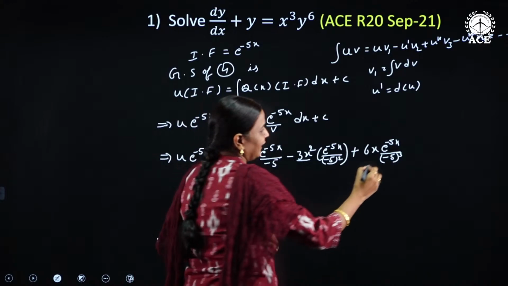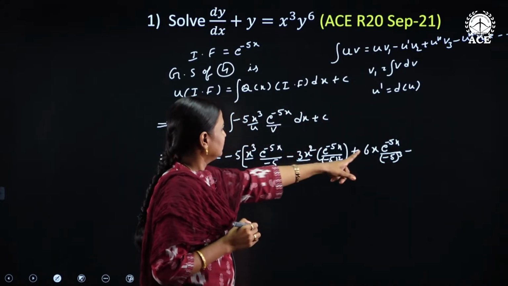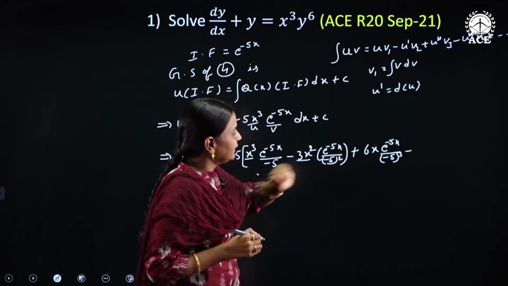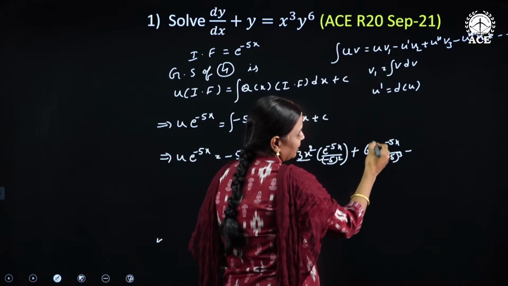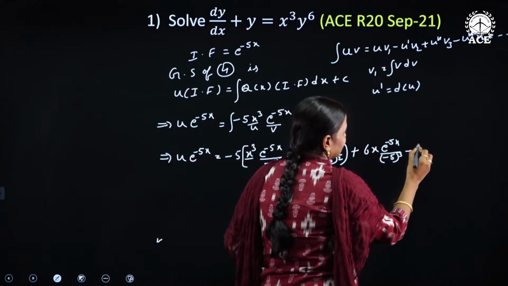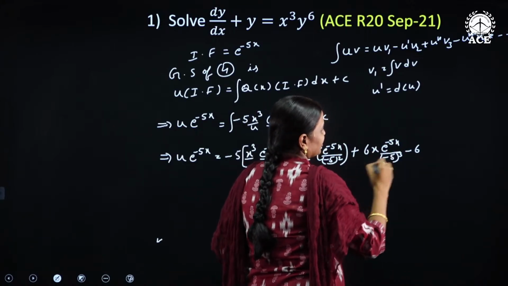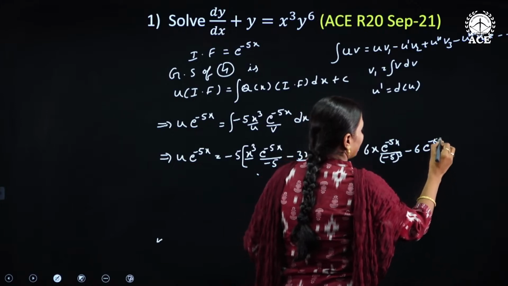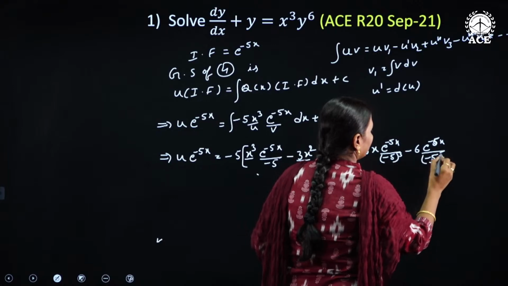Next, minus the fourth derivative, sorry, u triple dash, the third derivative of u. Differentiation of 6x is nothing but 6. Differentiation of x is 1, and again integration. So, what is v4? Integration of this one is e to the power minus 5x by minus 5 whole power 4.